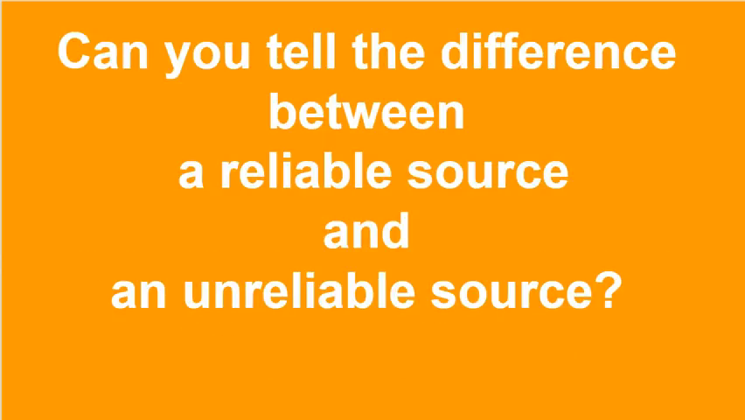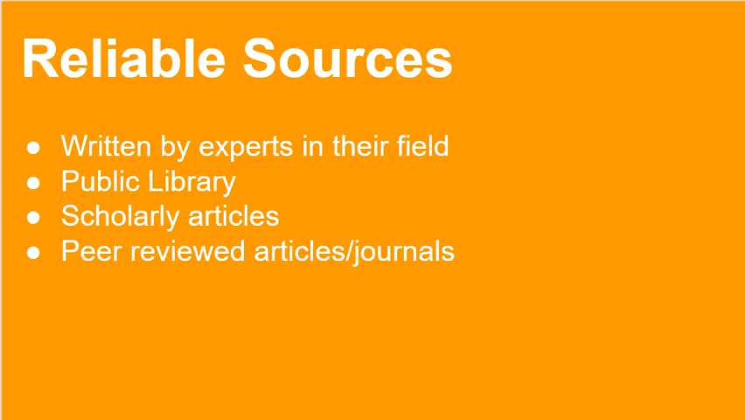Can you tell the difference between a reliable source and an unreliable one? How do we tell the difference? A reliable source, for example, could be written by somebody who's an expert in their field. If we were going to write about biology, we would want to look for an expert in the field of biology. Do you think a third grade student who's taken a science class would be an expert in biology? Probably not. Public libraries are reliable sources for finding information.